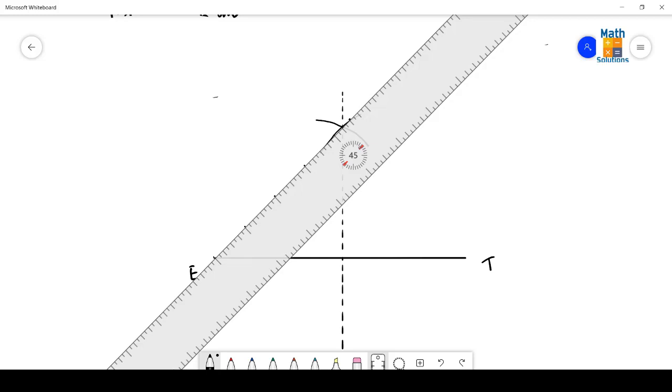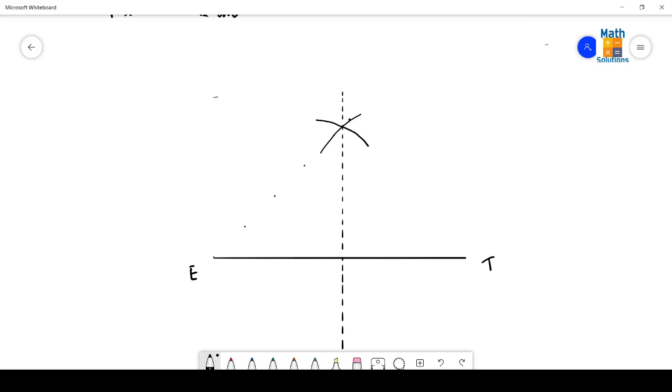So I need to draw an arc here. So let us first draw an arc here. At this point I have to draw an arc like this. An arc should be drawn. Again from the point T I have to take the same radius and same arc length, and radius length of that arc I have to take and cut this arc at the same point.